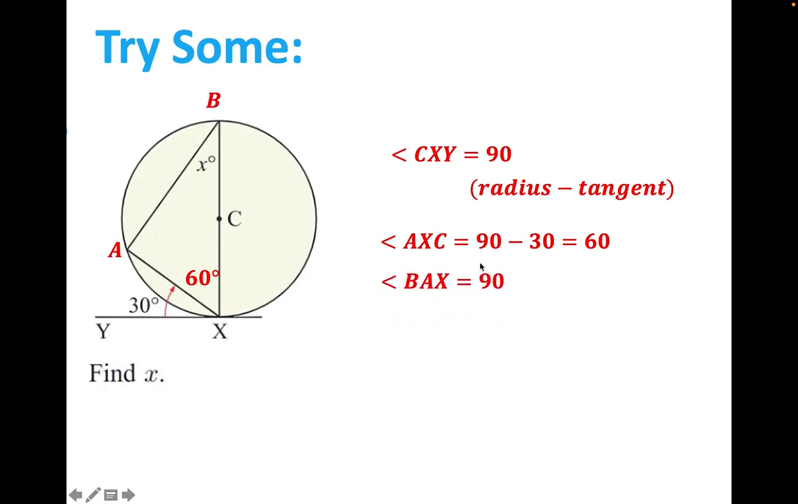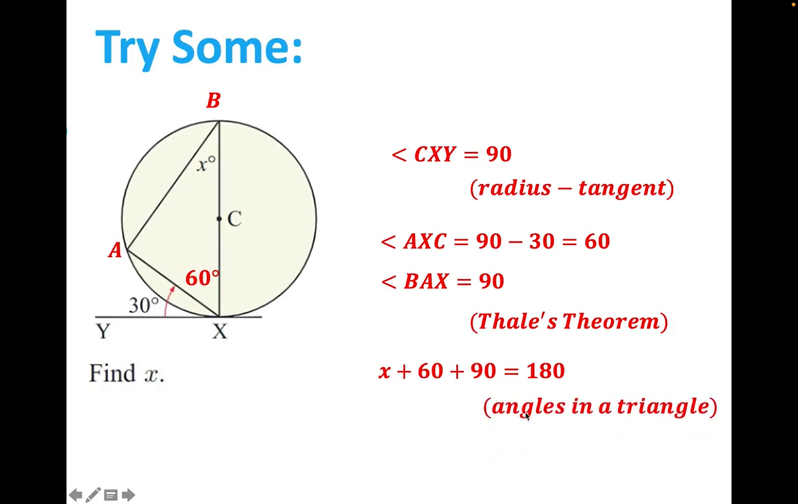This angle here is 90. Why? Okay, going back to last class, Thales theorem, right? We see an angle here that sits in a semicircle, or an angle that opens to the diameter. So that angle must be 90. And therefore, x plus 60 plus 90 equals 180. These three angles added up make 180. And that's because of angles in the triangle. And finally, that allows us to solve for x being 30. Again, pause if you need to. That's our last problem here.